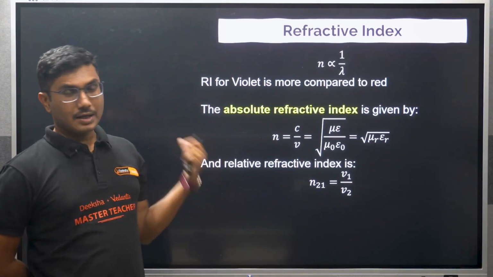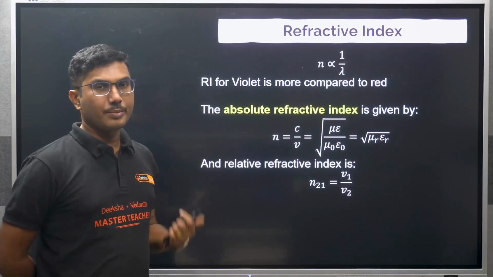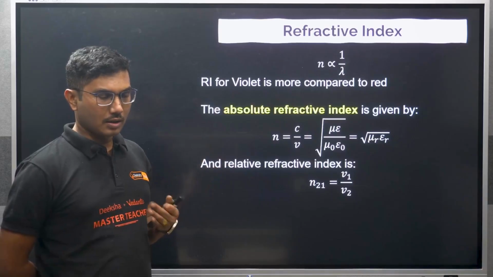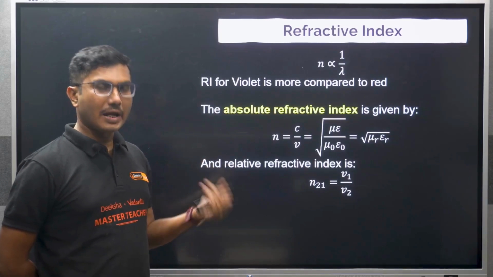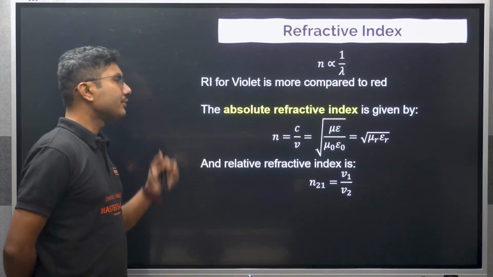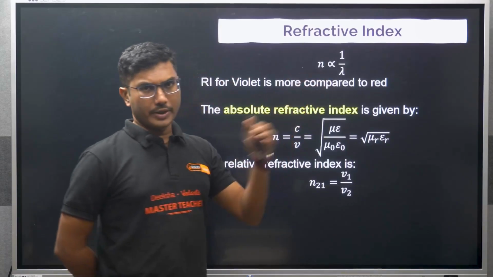So the higher the wavelength, the smaller the bending. For example, if red light enters from air to water, it will bend less compared to violet light. Violet light will bend more. So the refractive index for violet is more compared to red.